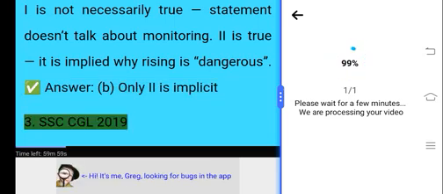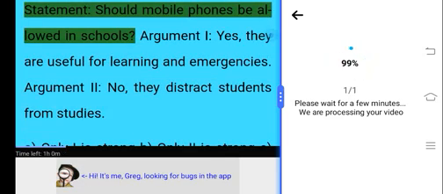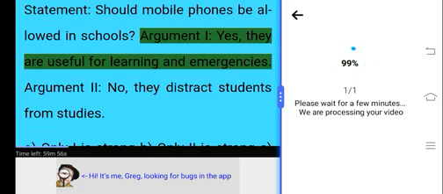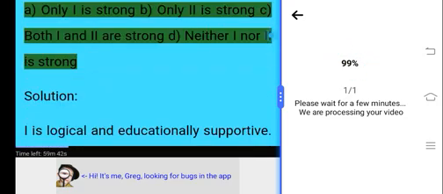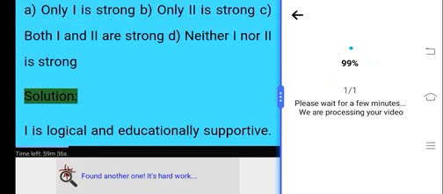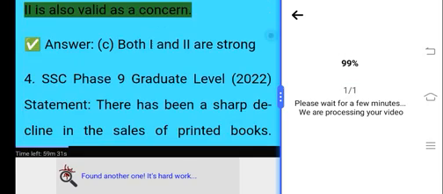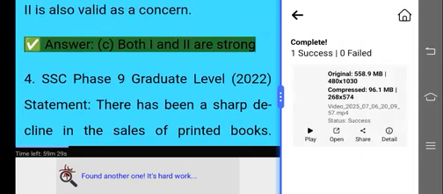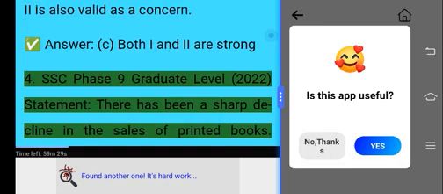3. SSC CGL 2019. Statement: should mobile phones be allowed in schools? Argument 1: yes, they are useful for learning in emergencies. Argument 2: no, they distract students from studies. A. Only 1 is strong. B. Only 2 is strong. C. Both 1 and 2 are strong. D. Neither 1 nor 2 is strong. Solution: 1 is logical and educationally supportive. 2 is also valid as a concern. Answer: C, both 1 and 2 are strong. 4. SSC Phase 9 Graduate Level 2022.